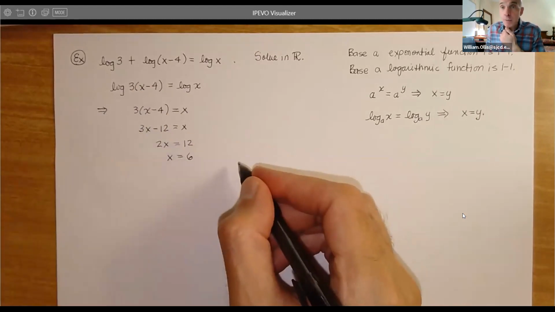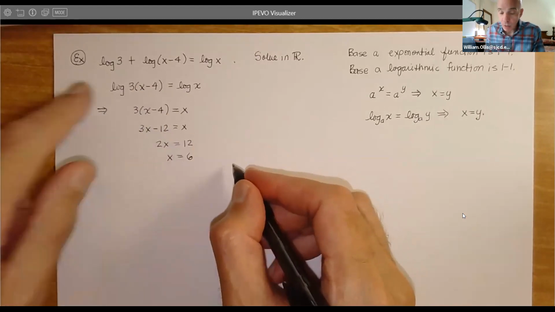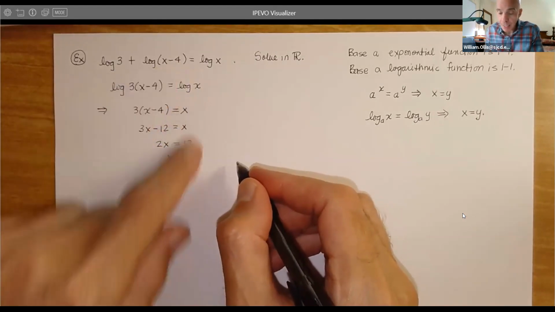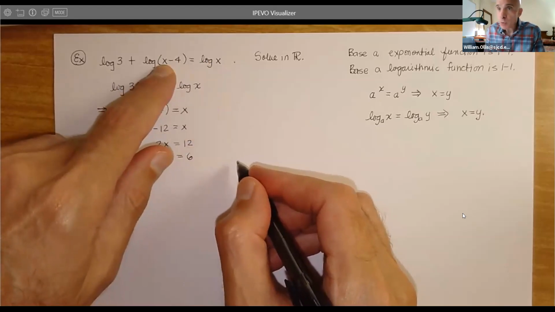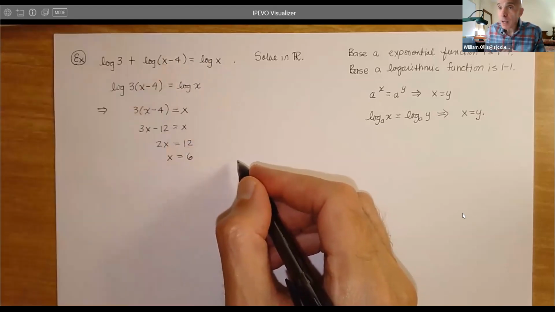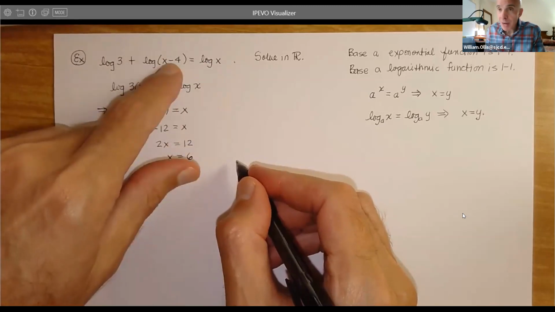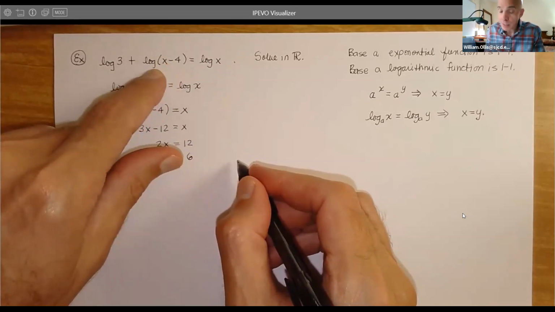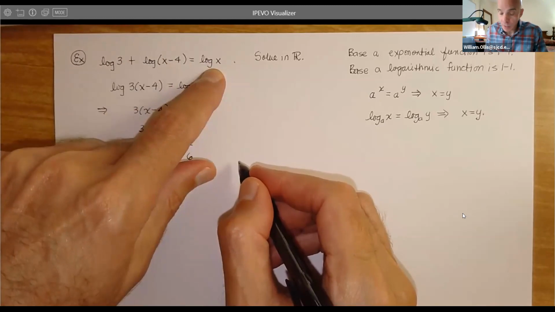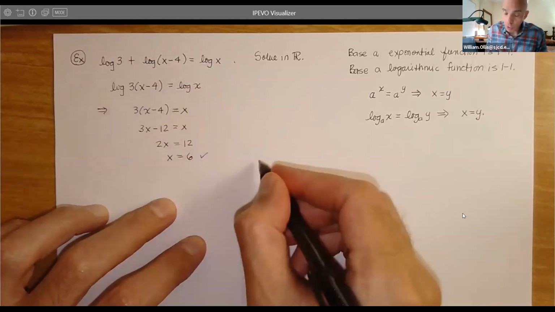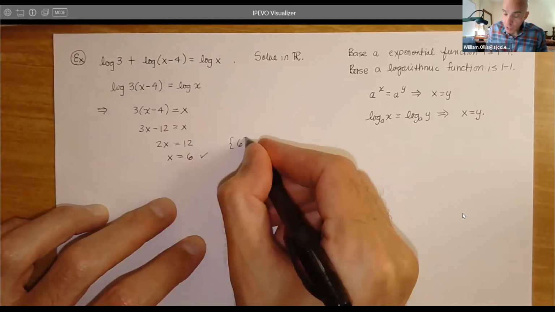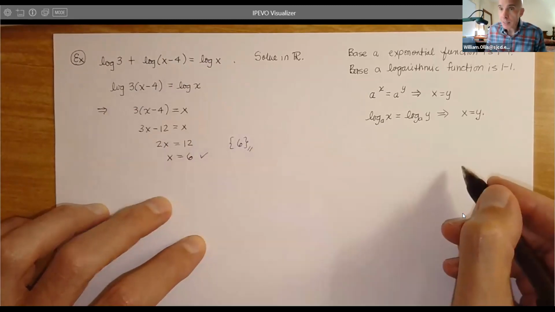Now, this is a value of x, and then when we look at the original equation, we see that 6 makes sense here. That is, we know that if we take the logarithm of an argument, that argument must have a positive value. And so, of course, 6 minus 4 is 2. That makes sense. And of course, log of 6 makes sense. So this is a good value. And so we can write solution set, the real number 6.